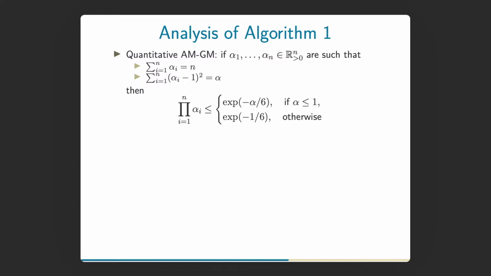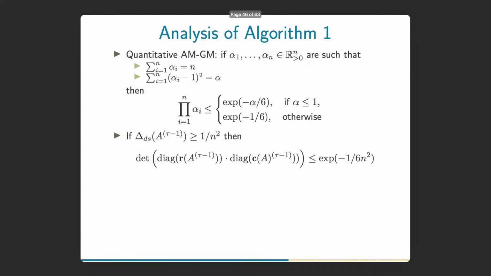And this is what this inequality is doing. If I have positive numbers that sum up to n, and alpha is their distance from being all equal, the L2 norm squared, then the product of the alpha i is less than or equal to exponential of minus alpha over 6 if alpha is less than 1, or just exponential of minus 1 over 6. That's pretty easy to prove, an easy calculus exercise.